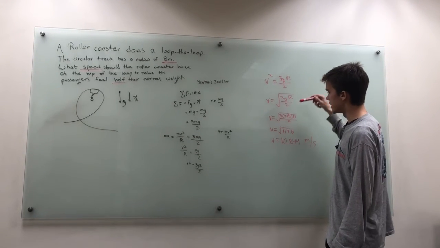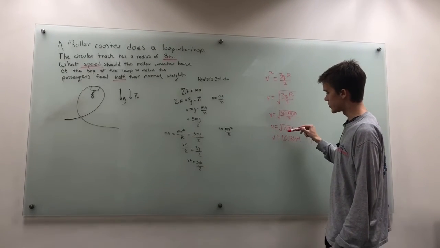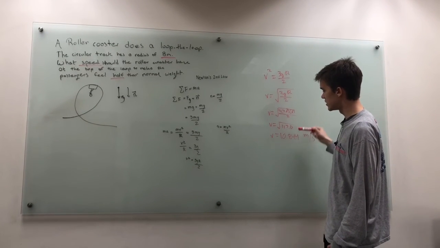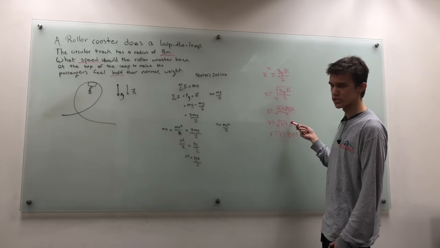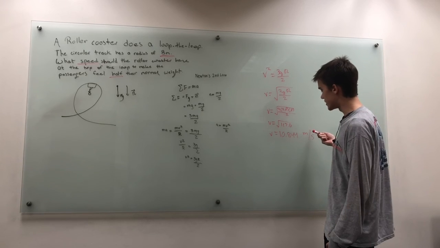And then we can plug in 9.8 for g, and then 8 for r. That gives us the square root of 117.6, and the square root of 117.6 is 10.844. And then you put in meters per second at the end because it's velocity.